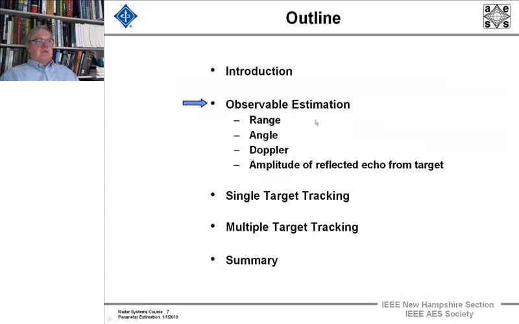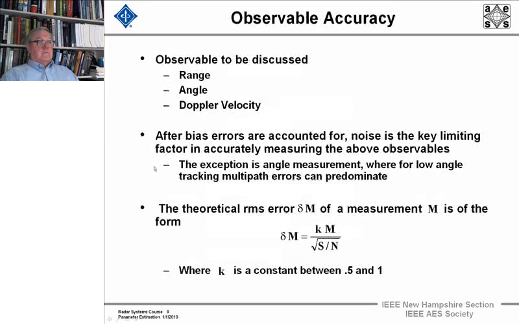Now let's look at estimation. The four major observables that we measure: range, angle, Doppler, and the amplitude of the reflected echo from the target. First question we might ask is, for these different quantities, how accurately can we measure them? Now, after bias errors are taken into account, noise is the key limiting factor in the accuracy in measuring the above observables for a single measurement.